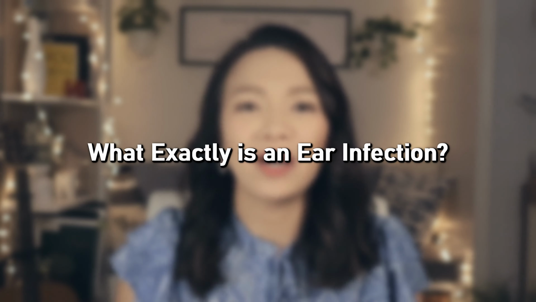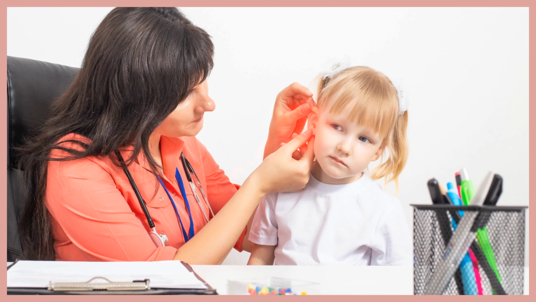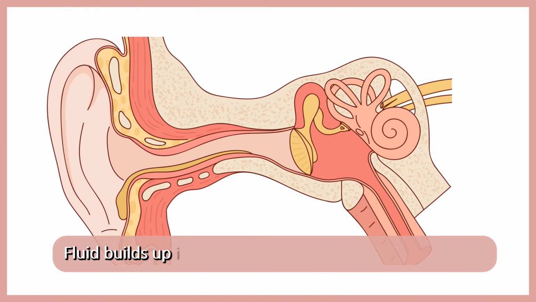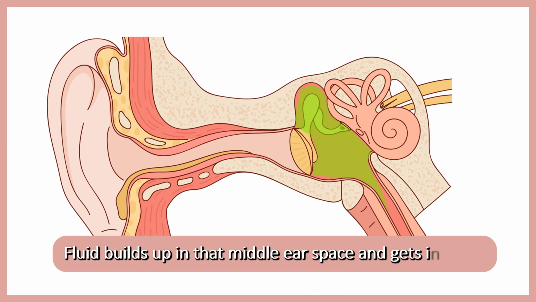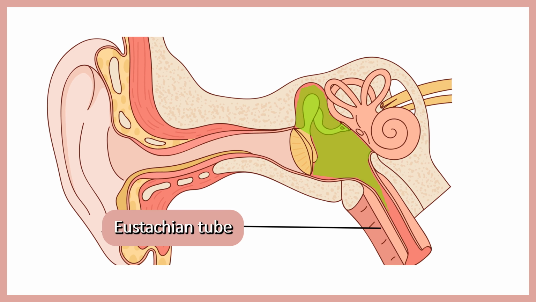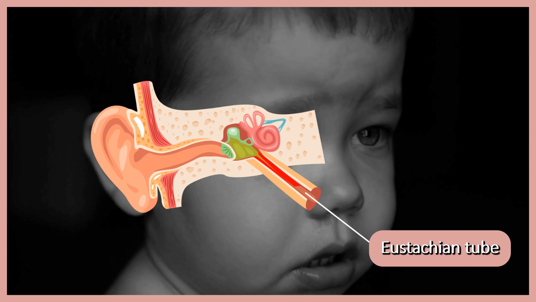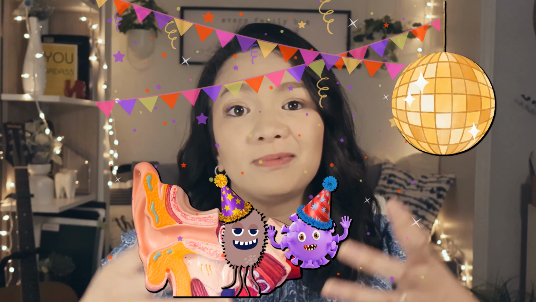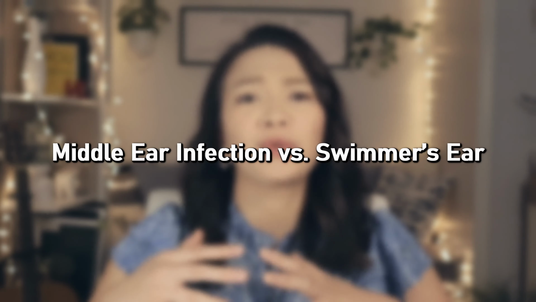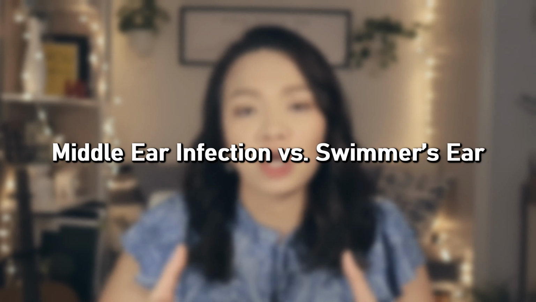So what is it and how does it happen? Otitis media is usually when fluid builds up in that middle ear space and gets infected, usually after a cold or congestion. The eustachian tube, which is a little tunnel that connects the ear to the back of the nose, usually gets blocked, it gets swollen, and then bacteria and viruses love to live there, throw a party, and just live there unannounced.